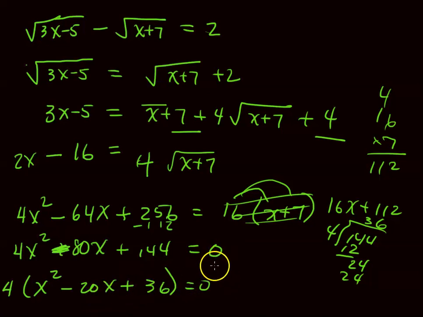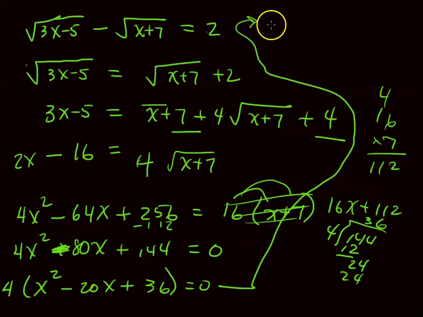See if we can factor this. I'm going to move this way up to the top. Don't worry about the 4. It'll never be 0, so we can really forget about that. X times x gives you x squared. The factors of 36 that add up to 20. Well, 6 times 6 adds up to 12. 4 times 9 adds up to 13. Shoot.